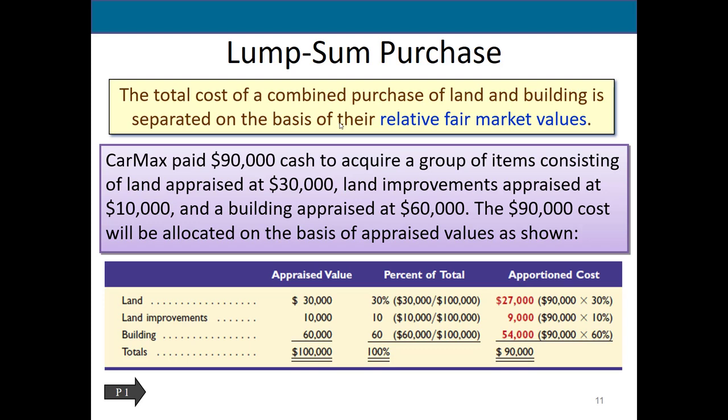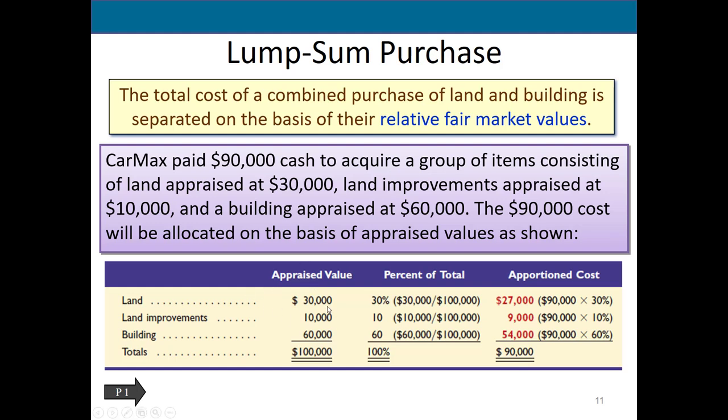It says CarMax paid $90,000 in cash to acquire a group of items consisting of land, which was appraised at 30, land improvements appraised at 10, and a building appraised at 60. And the 90,000 needs to be allocated. So look at what's happening here. Here's the appraised value. We paid 90,000, and the truth of the matter is, how do I split the $90,000 up between land, improvements, and building?